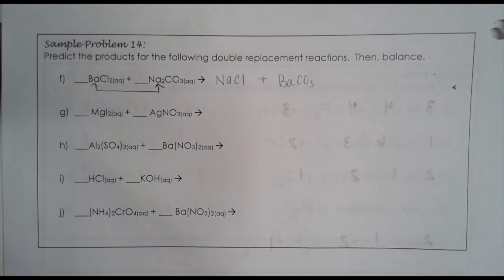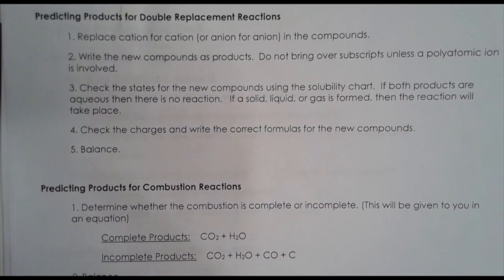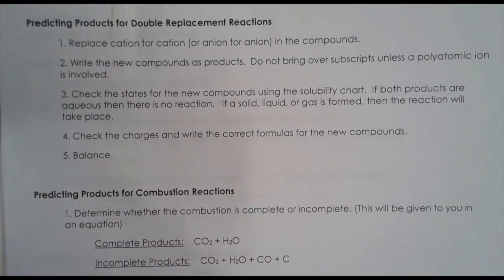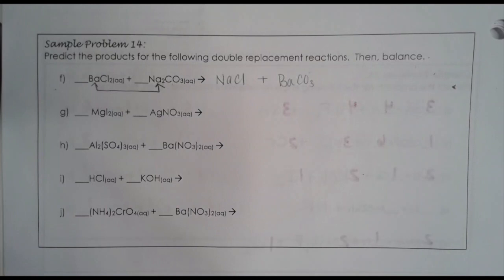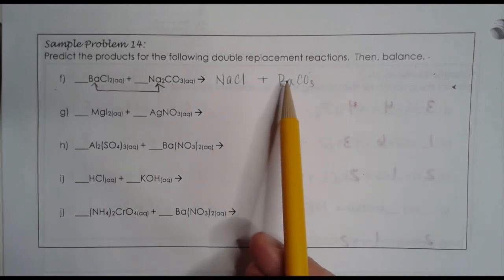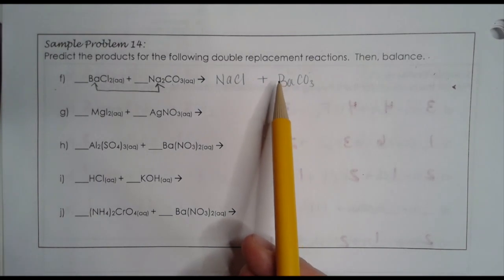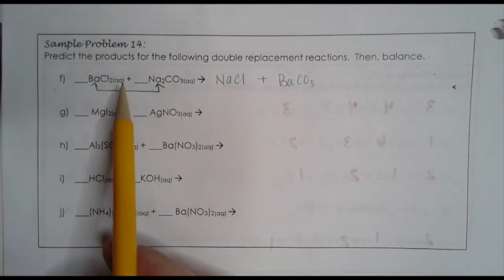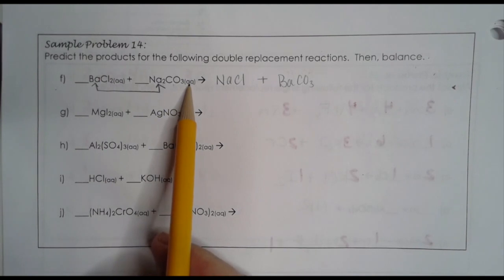The next step is to check the states for the new compounds using the solubility chart. If both products are aqueous, then there is no reaction. If a solid, liquid, or gas is formed, then the reaction will take place. So let's check the solubility chart for both of these, because in double replacement reactions, when I have 2 aqueous solutions, which of course means there's no solid particles in there, they're just dissolved in water.